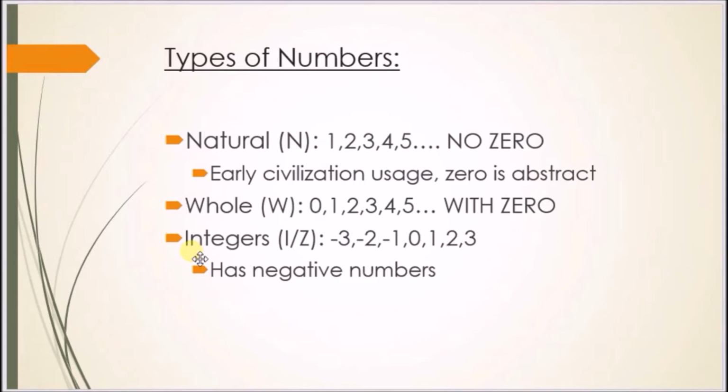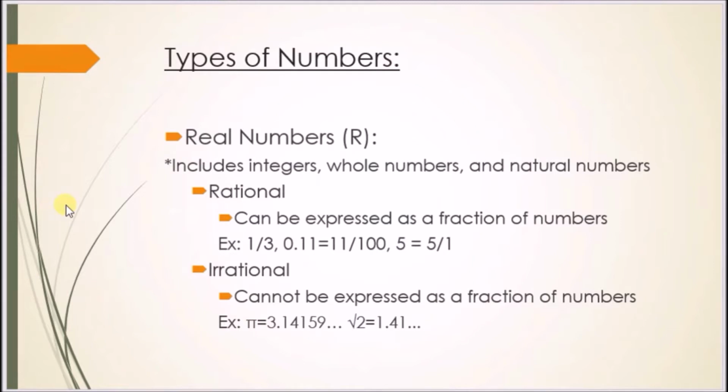It is to be noted that natural numbers are denoted by the letter N, whole numbers are denoted by the letter W, and integers are denoted by the letters I or Z. So next we have real numbers. Real numbers can be classified into two types, rational and irrational.